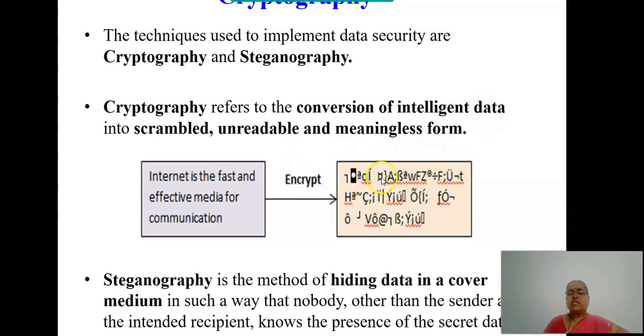If you want to get the message from this text, then you have to use a decryption algorithm which converts this meaningless code into meaningful form. So the process of converting an intelligent message to unintelligent form is called encryption, and the reverse process is called decryption. And steganography is the method of hiding data in a covered medium so that nobody other than the sender and the recipient knows the existence of data in the medium.